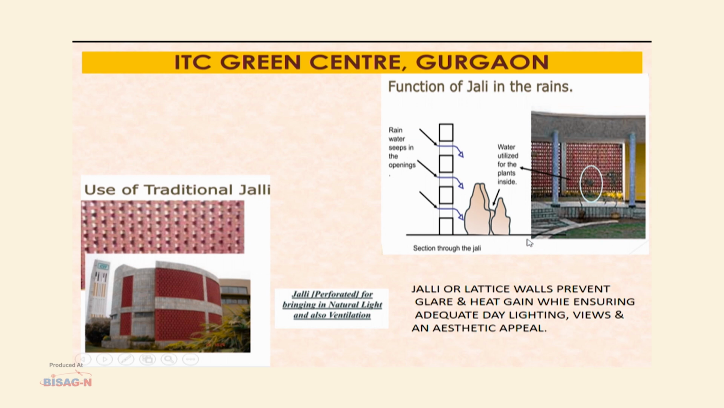Now coming to ITC Green Center, Gurgaon. This is characterized by the use of traditional jalis. These jalis are lattice walls. They prevent the glare and heat while ensuring adequate daylighting, view and also give an aesthetic appeal. And they also have greenery planted next to this wall so that the rainwater seeps in through these openings and through which these plants get nourished.